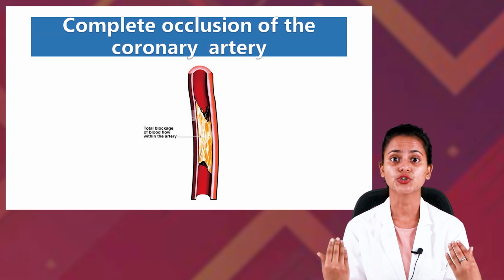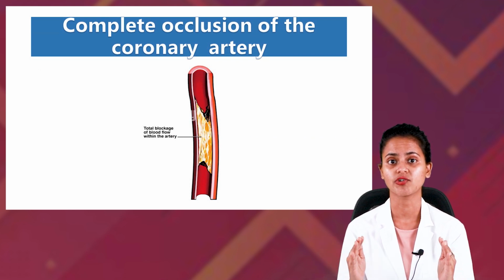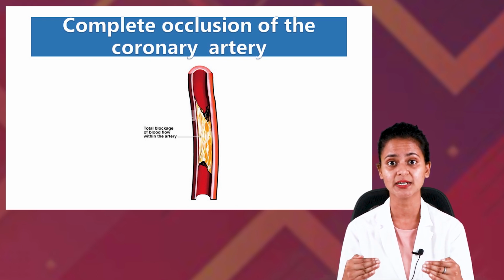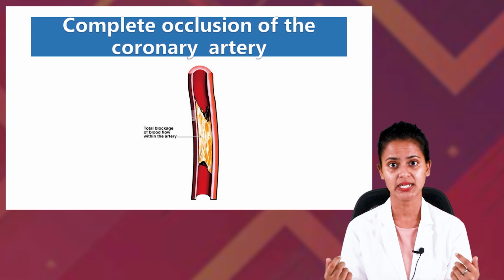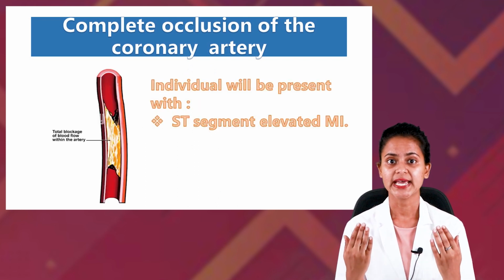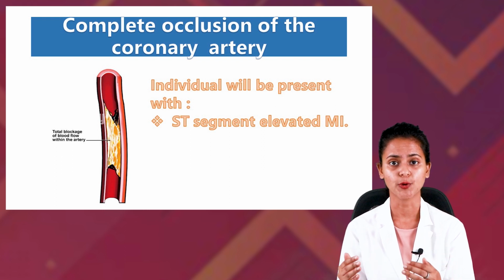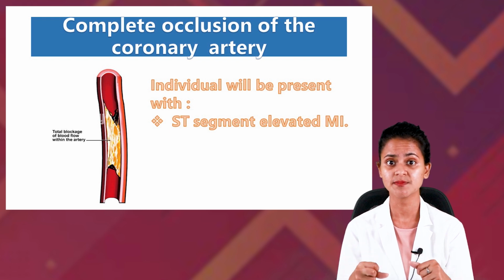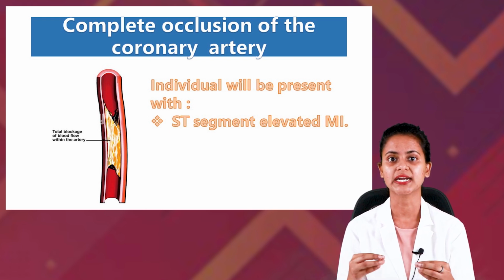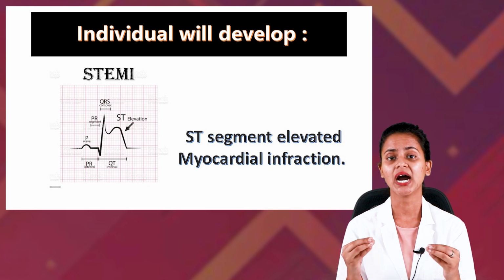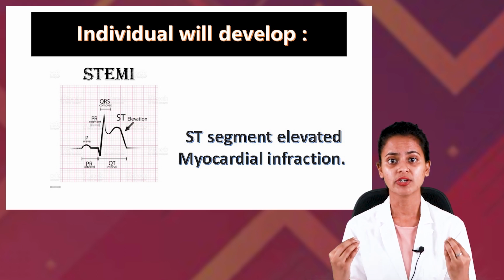Whereas if the thrombus is totally occluding the coronary artery, it means that it is completely blocking the blood circulation to the myocardial layer of the heart. We are definitely going to see ST segment elevated myocardial infarction. The person would be complaining about the signs and symptoms associated with myocardial infarction, and once the person undergoes diagnosis, the ECG changes will show an ST segment elevation associated with the myocardial infarction.